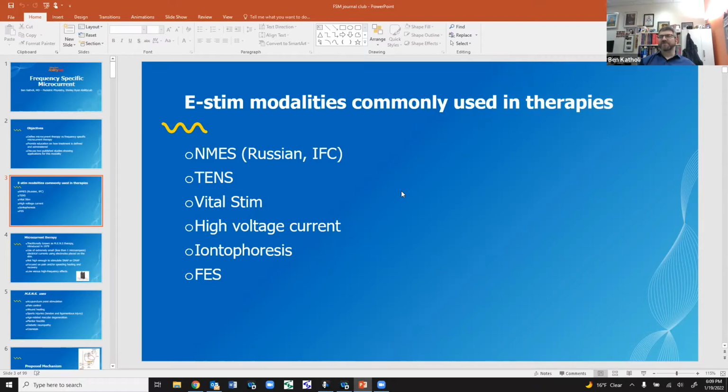There's been some more recent research in terms of high voltage current. Iontophoresis is a modality that's used a lot in the sports world to drive medication into tissues using electrical current. And so it's administered by PT and OT a lot. And then you'll hear about functional electrical stim, and people will be on patterned bikes or treadmills that help with movement. And so they're used a lot in spinal cord injury.